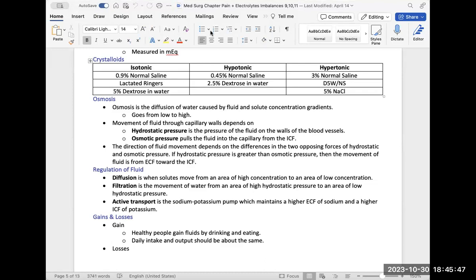So there's like a balance, right? If something's high, I give it something lower. So hypernatremia, I give a hypotonic solution. If they have hyponatremia, I'm going to give a hypertonic solution.